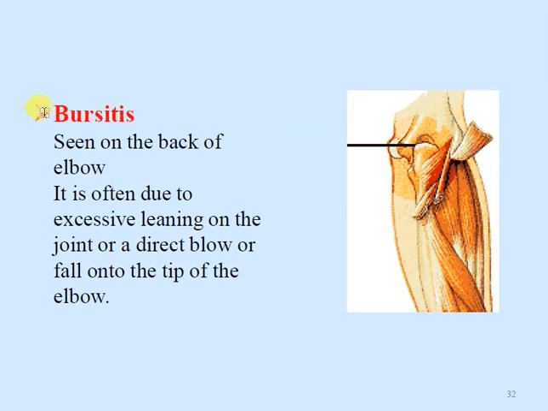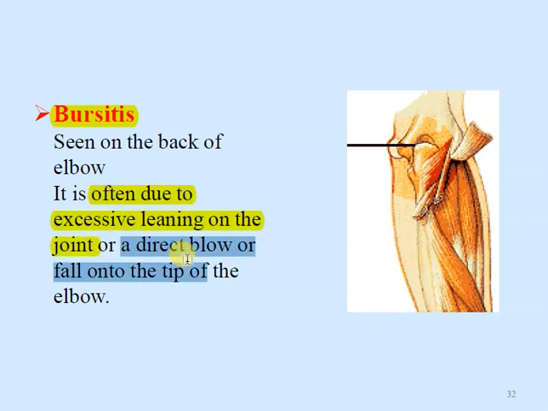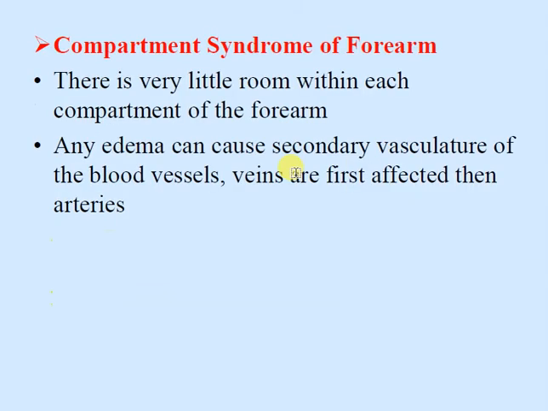From there we also have bursitis, that means inflammation of the bursa. It is seen at the back of the elbow, often due to excessive leaning on the joint, or a direct blow or fall onto the tip of the elbow. When someone falls there, inflammation occurs, bacteria can get a chance to enter, and when they enter they cause bursitis. You have a problem there at the olecranon of your arm.